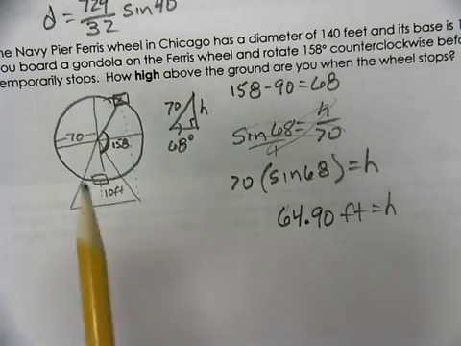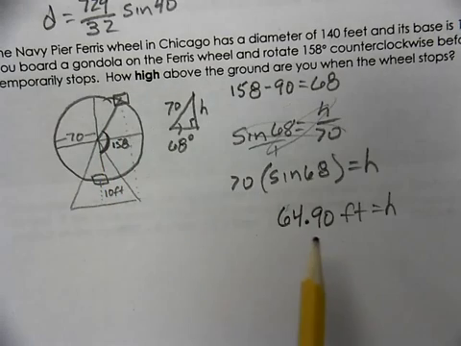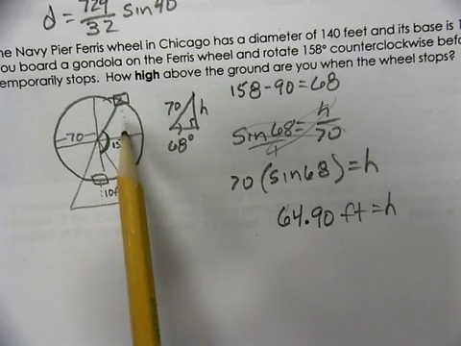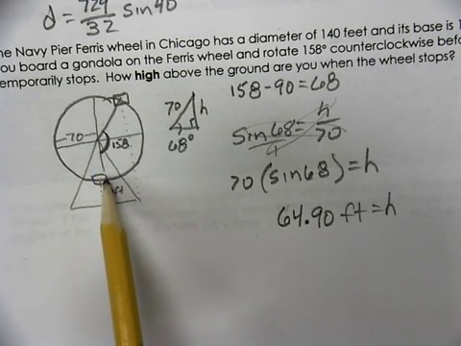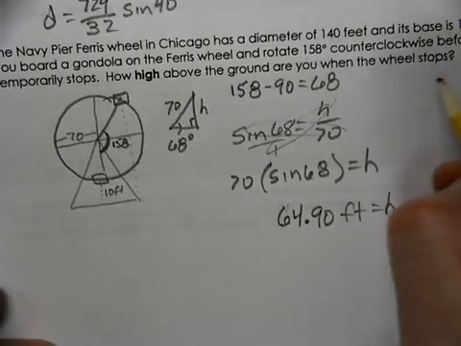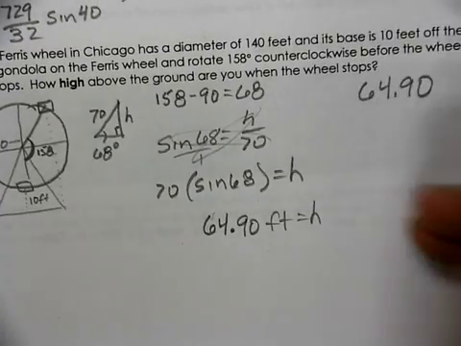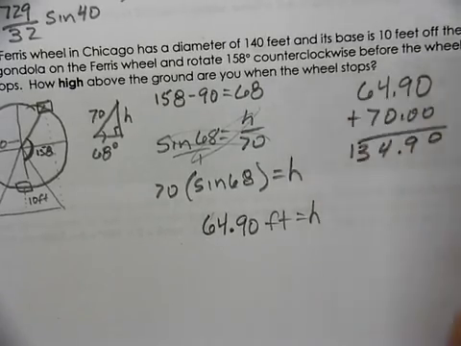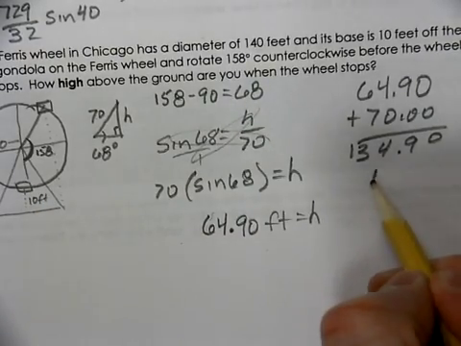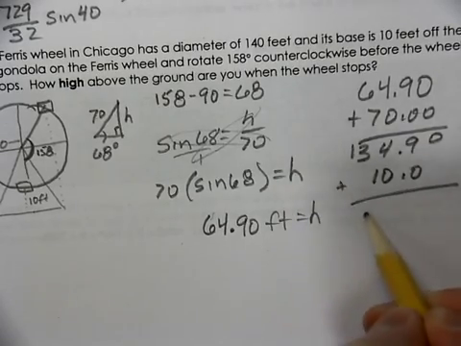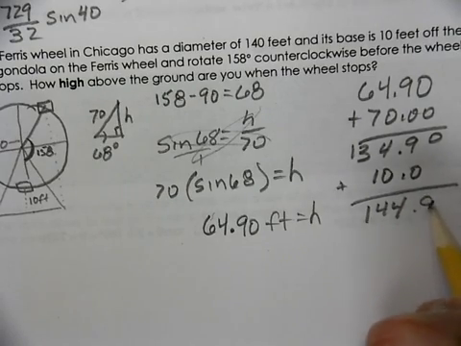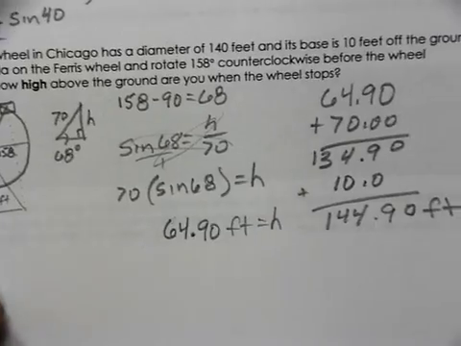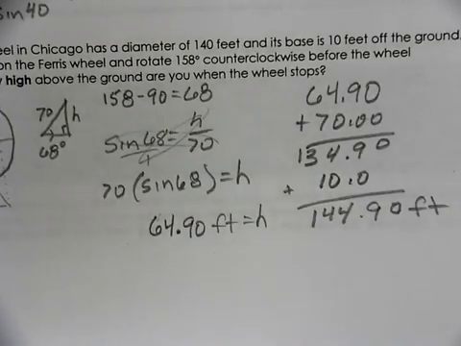But now, let's calculate how far we are off the ground. So, we're 64 feet off the center of the circle. From the center of the circle, how far down do we have to go to get as down as low as possible? That's your radius. So we're going to take the 64.9, we're going to add 70 to that. Then we're going to add 10 more to get all the way to the ground. And those would be in the units of feet, 144.9 feet.